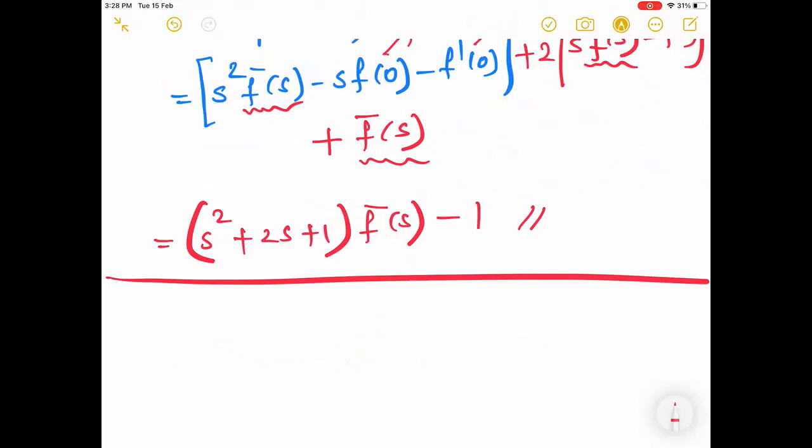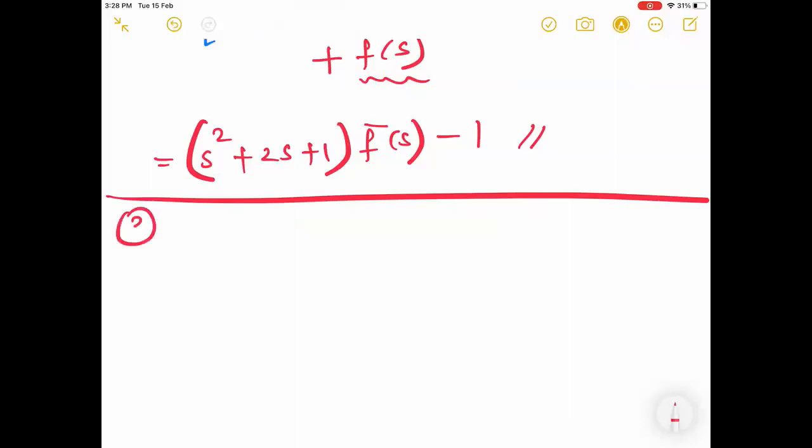Okay. And one more property we will take, that is the multiplication by t property, because this also is frequently used in the differential equation. So property 3 you can have, this is multiplication by t, multiplication by t.